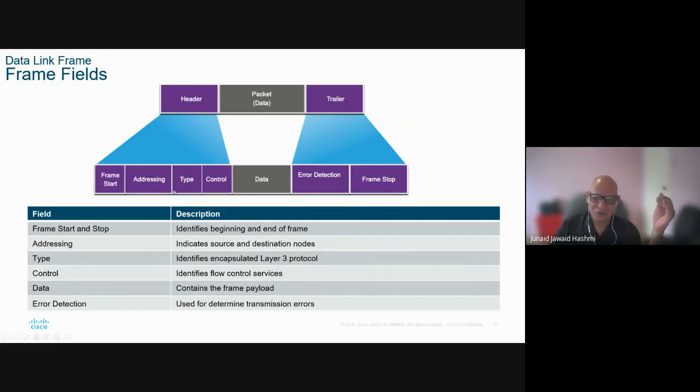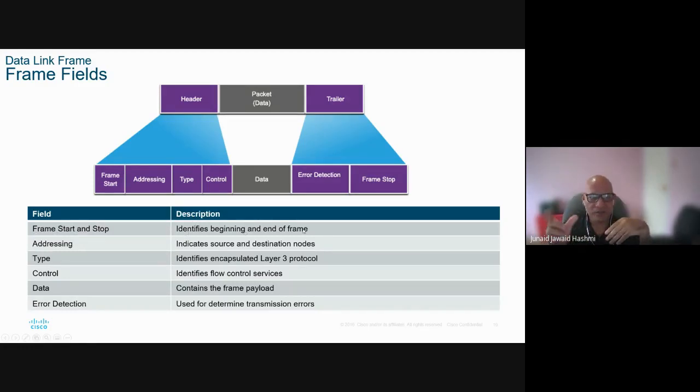So there are millions of frames traveling on the network. Also think of a frame as an envelope that has multiple information. It has frame start and stop, meaning when the frame starts and when it stops. All these fields are important to troubleshoot network problems or to use Wireshark effectively. For example, frame start identifies the beginning and end of the frame.